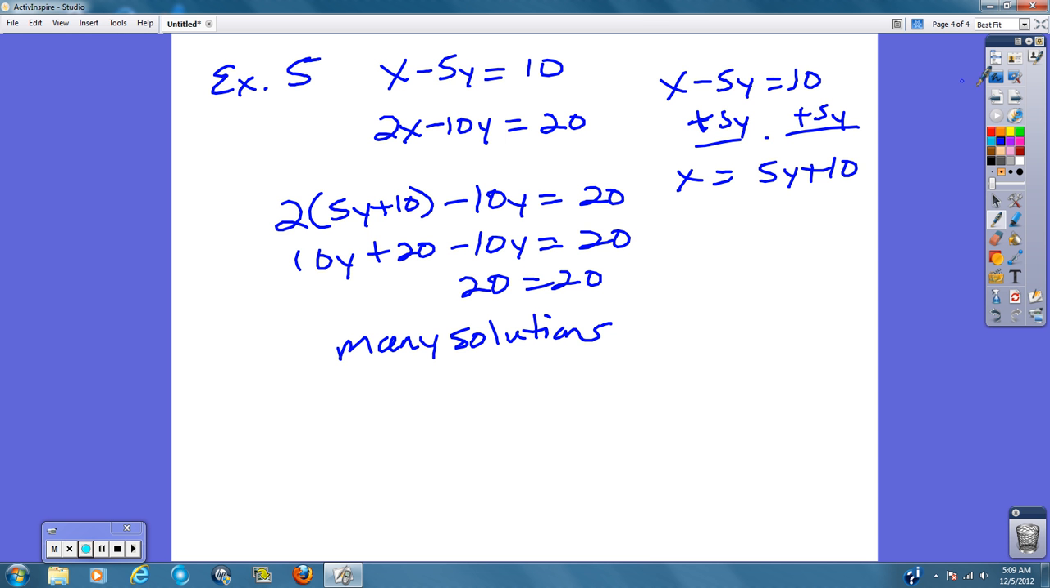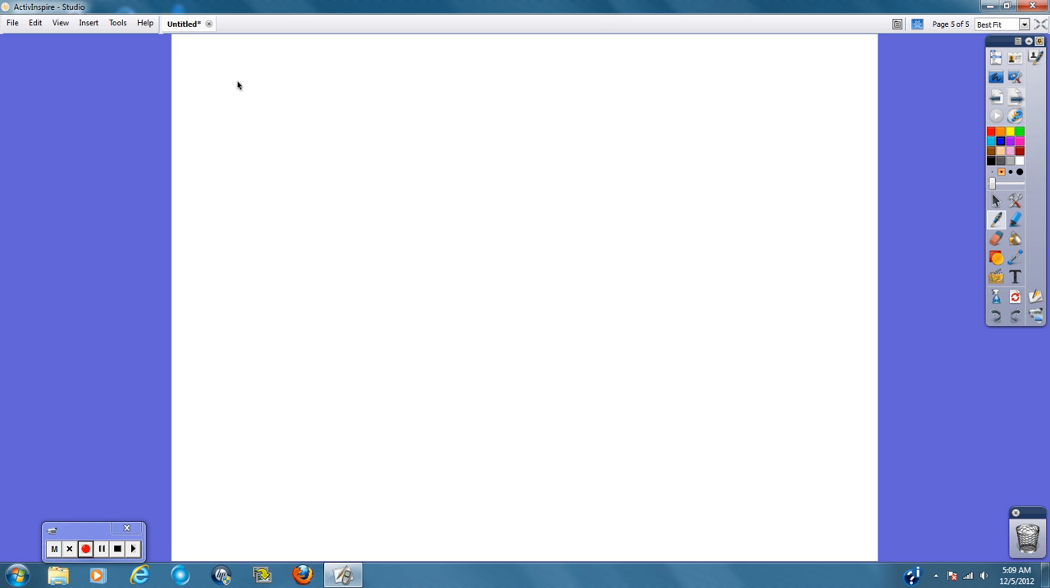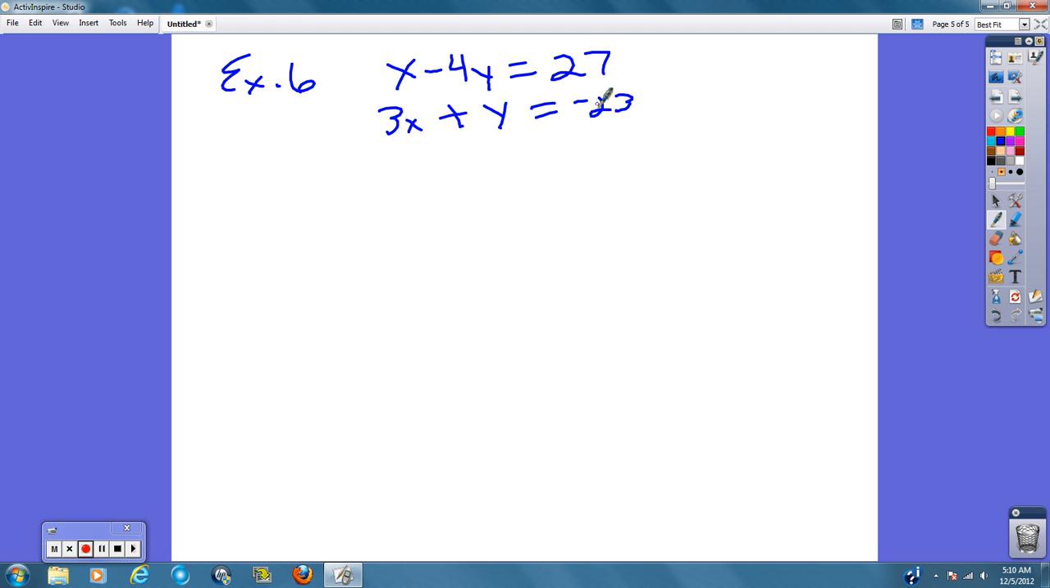Let's try another one, example 6, where every answer doesn't work. I'm trying to find one that, hopefully, let's try this one and see if this works. I have not worked any of these out in advance, so you're literally seeing my thinking. I'm just working these on the fly. And that's 3x plus y equals negative 23. Whoops, let's fix that so that it looks like negative 23 and not 23.